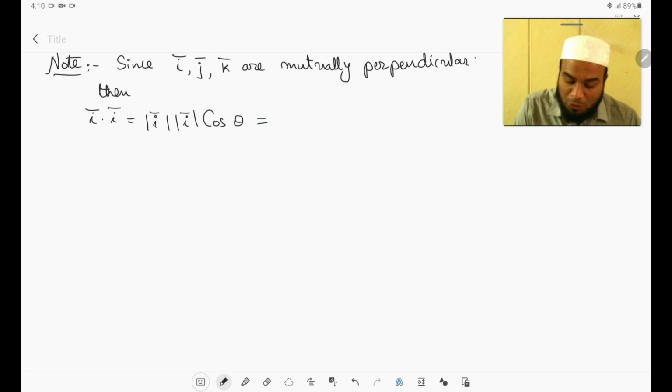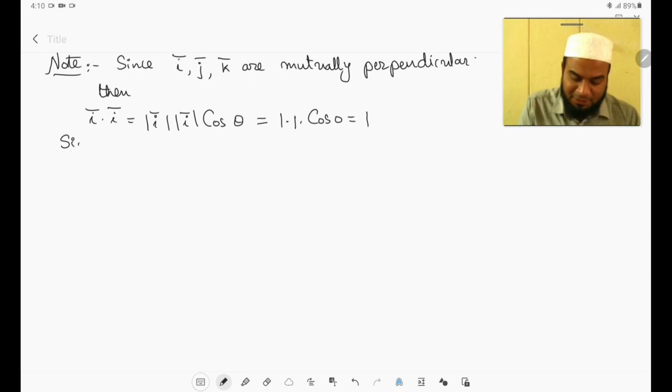These vectors are unit vectors, so the magnitude of each is 1. So mod i bar is 1, the other mod i bar is 1, into cos theta, because the angle between i bar and i bar is 0. Cos 0 is 1, so the total is 1. So i bar dot i bar is 1.